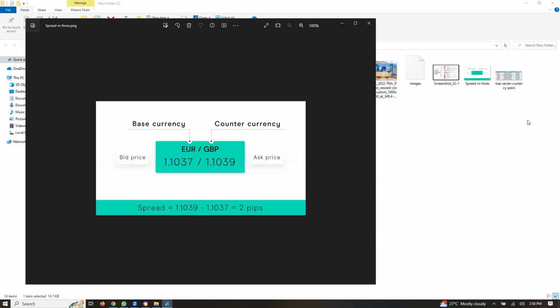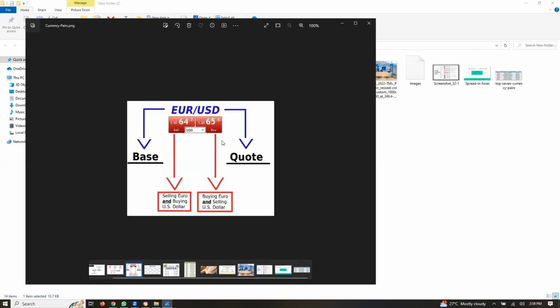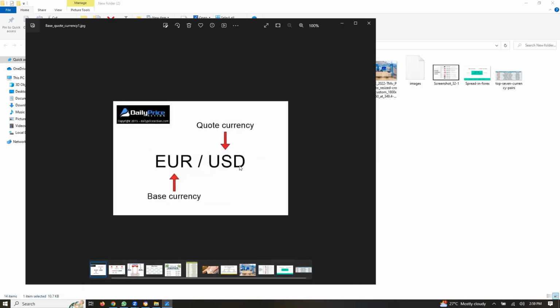With the major pairing, we have euro paired against US dollar. You can check something here. We have two currencies, euro slash USD, and we have the base currency and the quote currency. So when you see something like euro slash USD, it means they are pairing euro against US dollar to know which one is stronger than the other at any moment in the market.